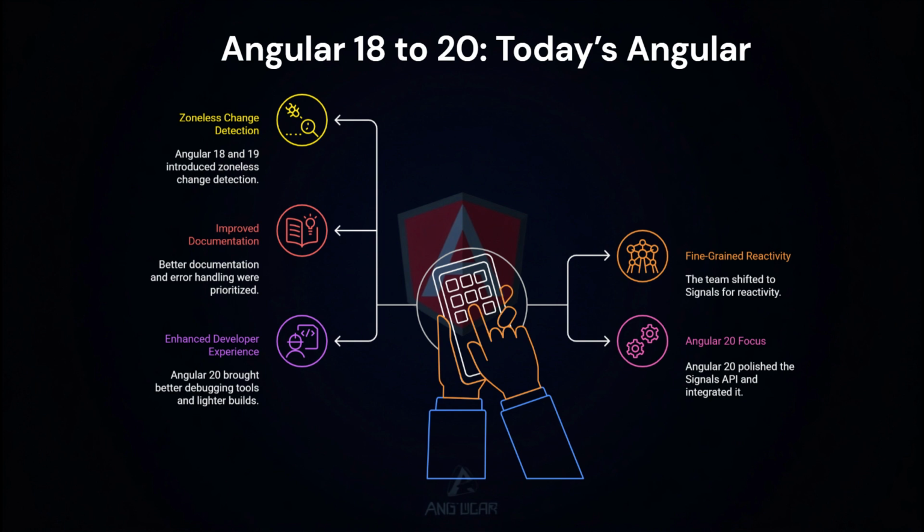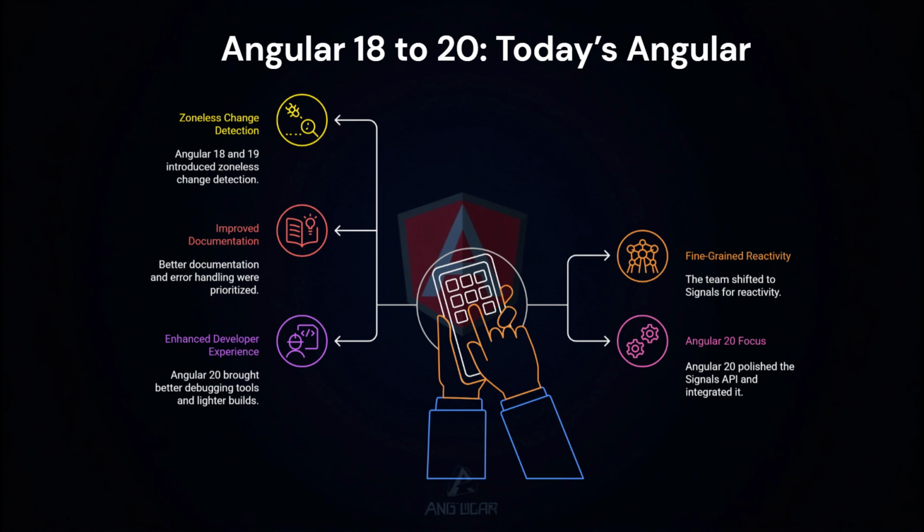The Angular team started shifting toward fine-grained reactivity using signals instead of Zone.js, resulting in more predictable and performant applications. Improved documentation, better error handling, and better server-side rendering. Server-side rendering capability became a top priority.